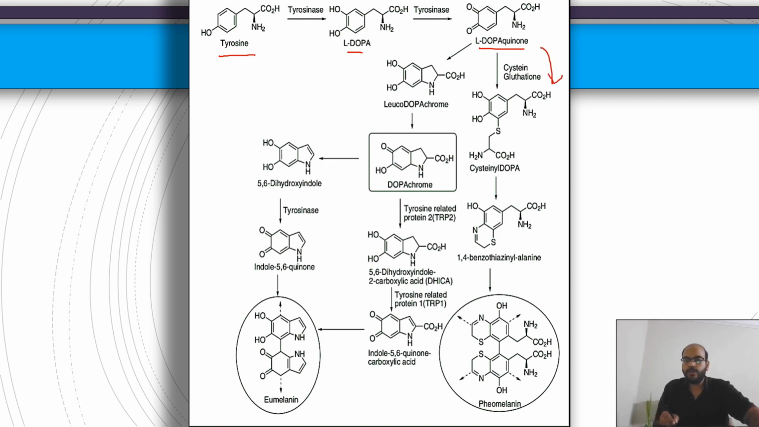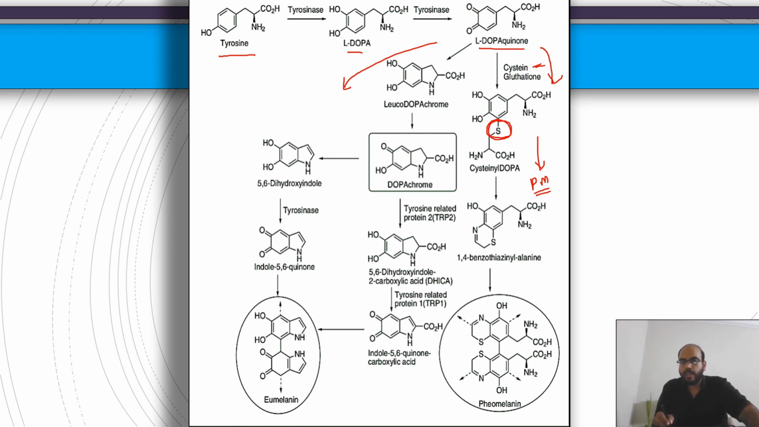Here it divides into two parts. If cysteine is present, that means sulfur containing amino acids are present. You will have a sulfur containing molecule, and this sulfur containing lineage will lead to pheomelanin. Remember, if cysteine is not present, then non-enzymatically L-dopaquinone gets converted to leukodopachrome.